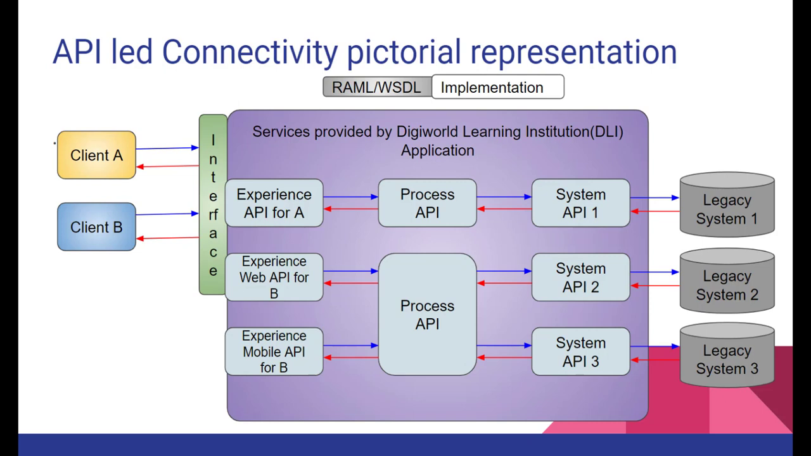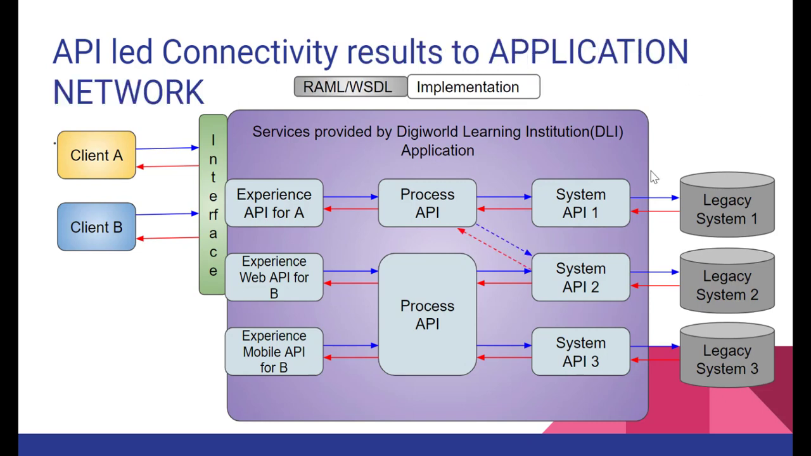So this is how it is implemented here. API-led connectivity is nothing but when you are interacting with the client as well as the underlying system via the API-led approach, right? Now we will see what is application network.